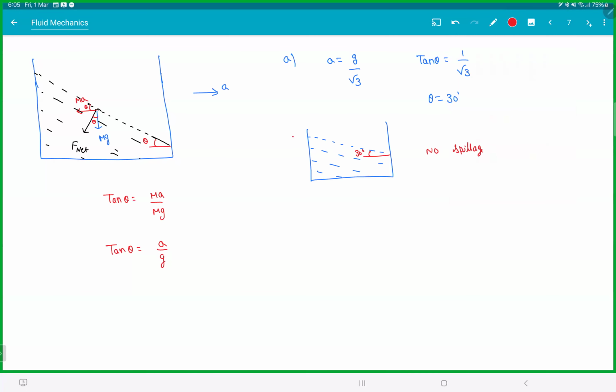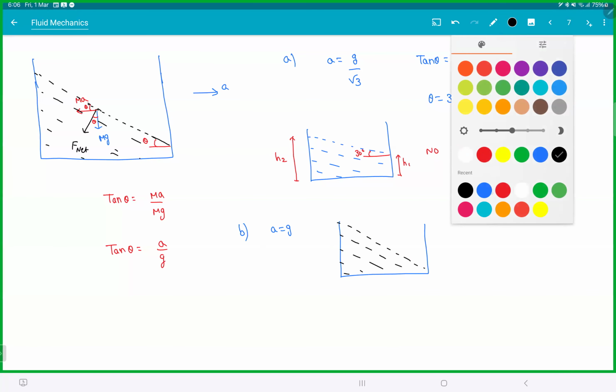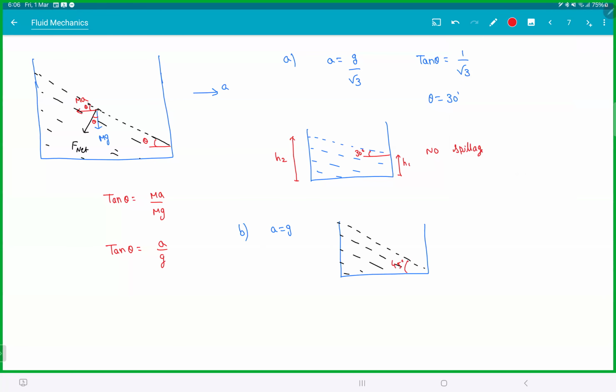Now, in the exam, they can ask you this question also. They can ask you, find the difference in height, H1 and H2, or find H1, H2. How will you find that? Anyone? Can you find H1, H2? The B part, when you have A is equal to g, the container would exactly be on the edge. This would be 45. Here also there is no spillage. How to find H1, H2?